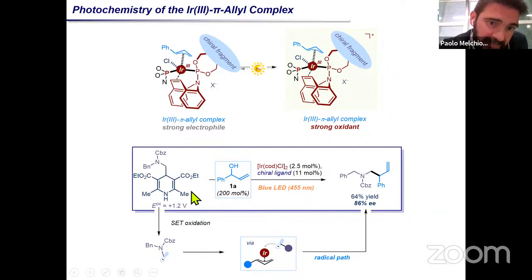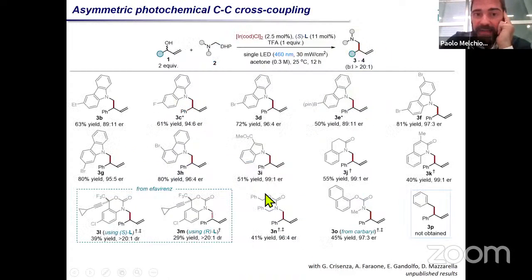We could also activate other types of radical precursors, such as these dihydropyridines, leading to this alpha amino radical. And again, we could trap them with this organometallic intermediate. Again, this is triggered by the light excitation of the organometallic complex. A little bit of the scope. There are different types of radical precursors that we can use, for example, having carbazoles or indoles or this hydroquinolone, or we can also, for example, functionalize efavirenz, that is a drug, and other types of compounds.